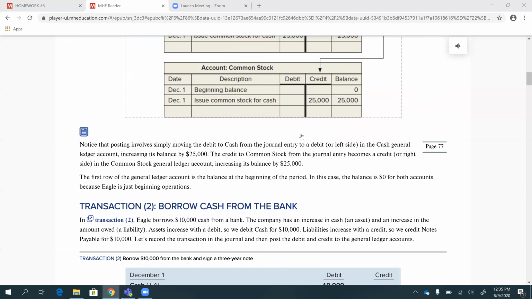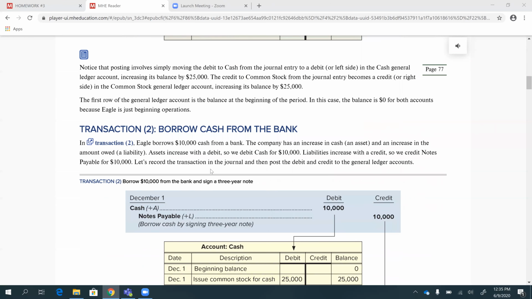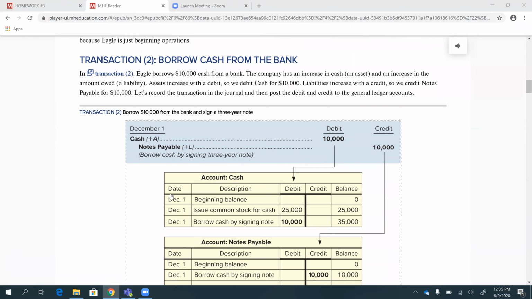So as we go along with more transactions, we need to record each of those into the ledger. So for the next example, we borrowed $10,000 cash from the bank. We're increasing the asset cash, so we need to debit it, and we're crediting notes payable. We owe more now than we used to. Notes payable is a liability, so we will increase it with a credit. So going back to the account for cash, we'll record the next transaction with a $10,000 debit to give us an ending balance of $35,000.